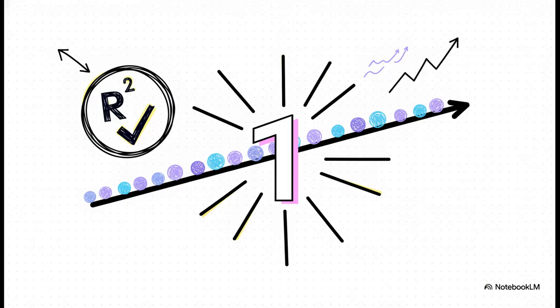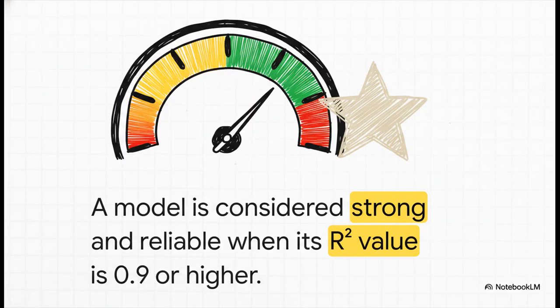The dream, of course, the absolute gold standard, is to get an R-squared value of exactly 1. That would mean every single data point we collected falls perfectly, exactly on our line. Now, let's be real. In the messy real world, that pretty much never happens. But it's that perfect score we're always aiming for. So here's a good rule of thumb. If your R-squared value is 0.9 or higher, you've got yourself a really strong, really reliable model. It basically means your line explains at least 90% of what's going on with the data.